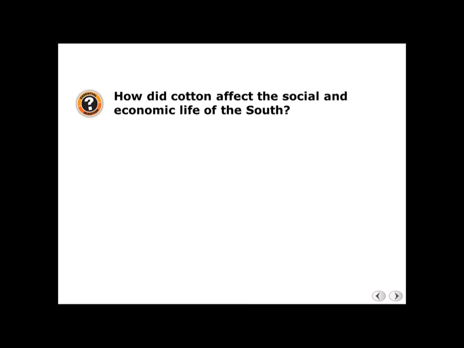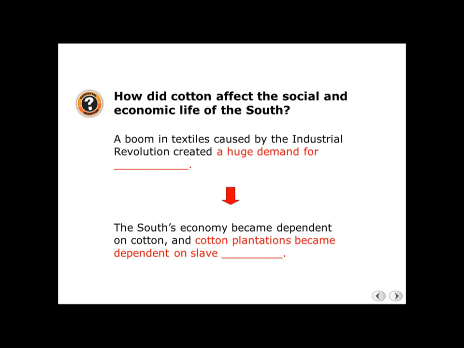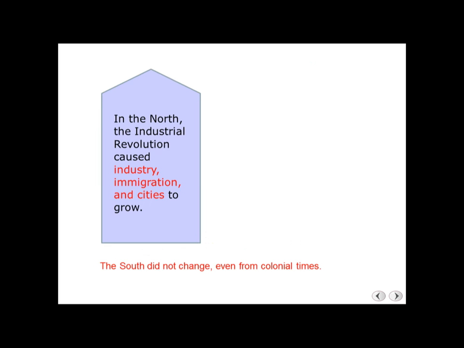How did the cotton affect the social and economic life of the South? A boom in textiles caused by the Industrial Revolution created a huge demand for cotton. So again, cotton was in high demand because of the booming textile or clothing industry. The South's economy became dependent on cotton, and cotton plantations became dependent on slave labor. In the North, the Industrial Revolution caused industry, immigration, and cities to grow.